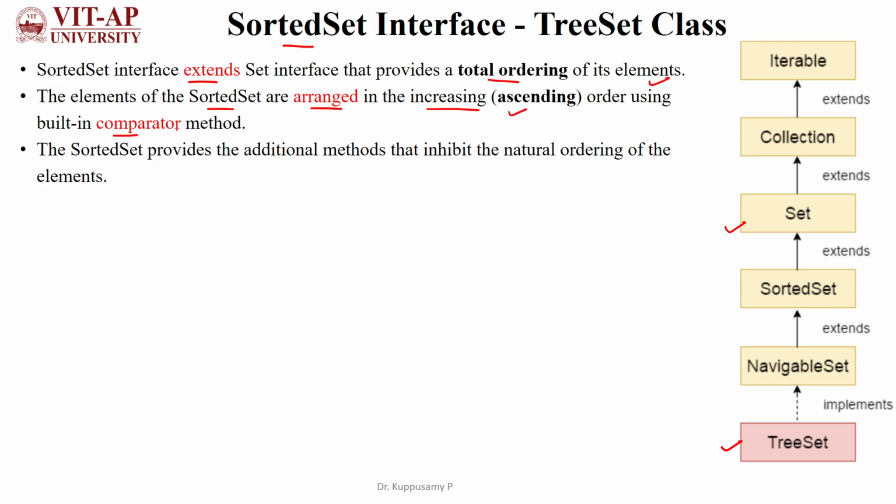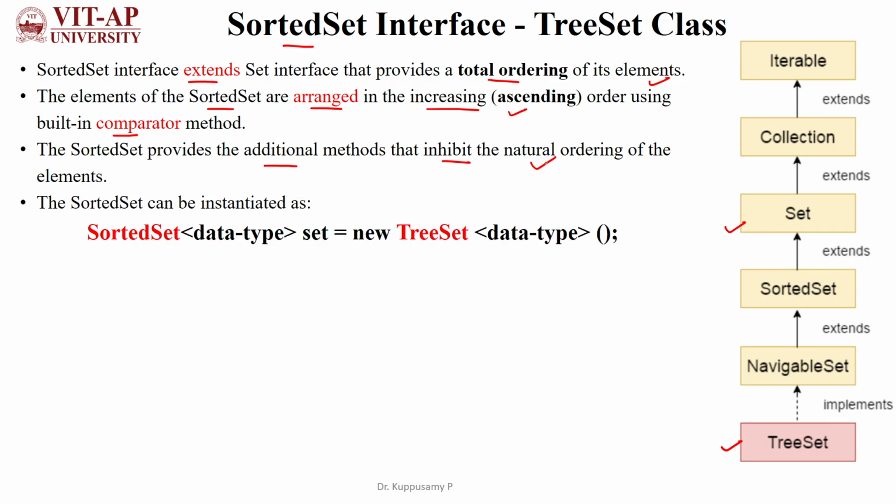The built-in comparator method will compare each and every element by using that order. Then it will store them in sorted order, in the form of ascending order. The SortedSet provides additional methods that inhibit the natural ordering of the stored elements in the TreeSet structure. Here the SortedSet can be instantiated by using the TreeSet class.